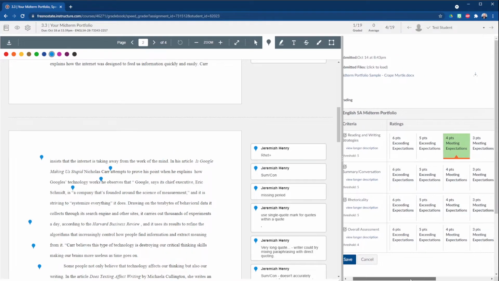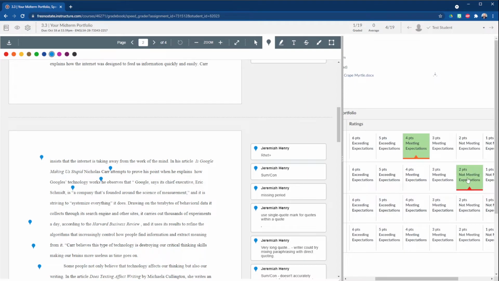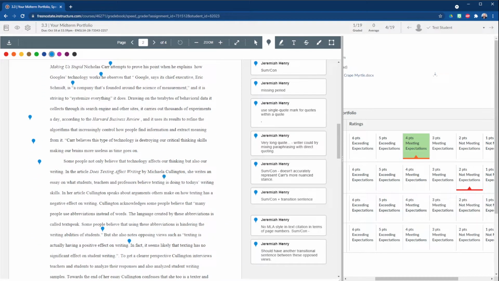Yeah, I guess another reason summary conversation does not quite meet expectations is the length of some of those quotes at the ends of the paragraphs.